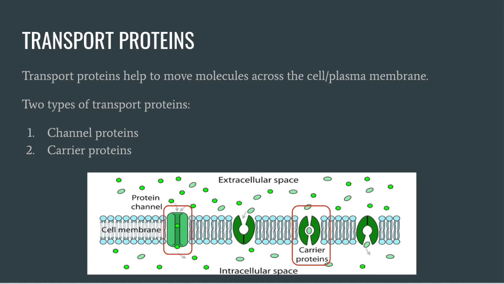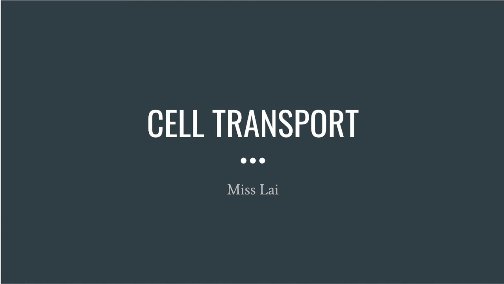Again, in this type of transport, we're still going with the concentration gradient. That's why it's still going to be a passive transport. Okay, and that's it, our three types of passive transport. We talked about diffusion, osmosis, as well as facilitated diffusion.